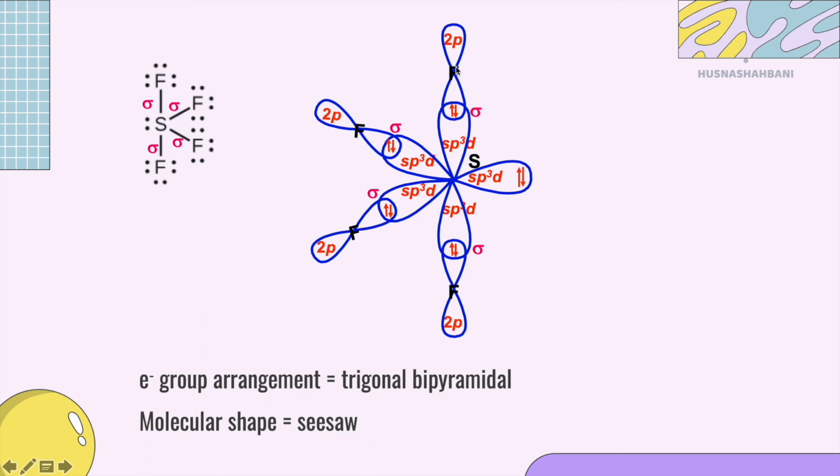If you draw the orbital diagram of F, the unpaired electron for fluorine is in the 2p orbital. That's why for fluorine you have to draw the 2p orbital, and then each 2p orbital of F overlaps with an sp³d orbital. And make sure this S has 1 lone pair. This orbital does not overlap with any atom because it has the lone pair electrons. So this is the final drawing of SF4 hybridization.